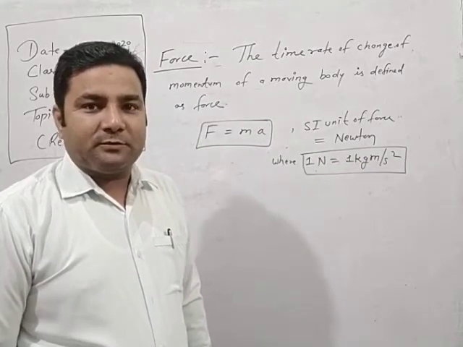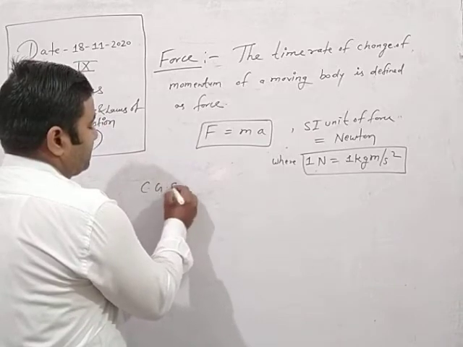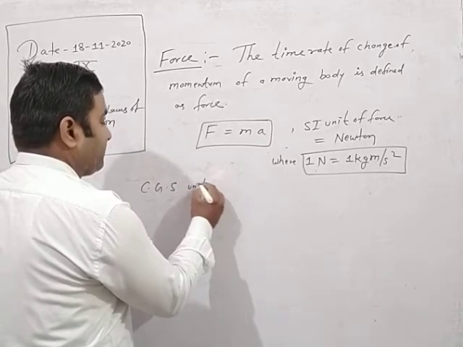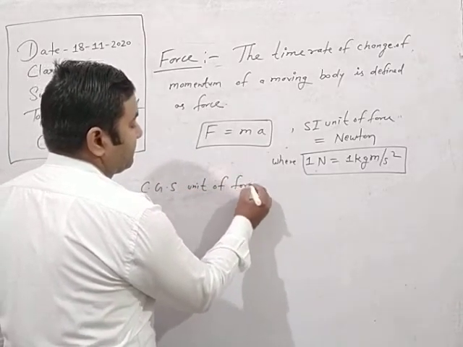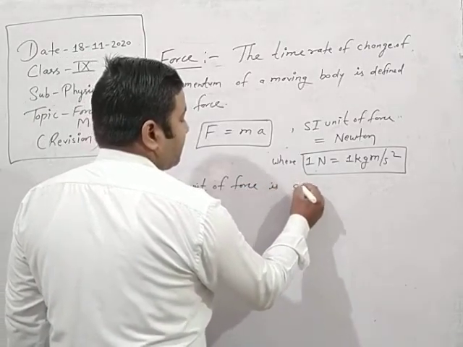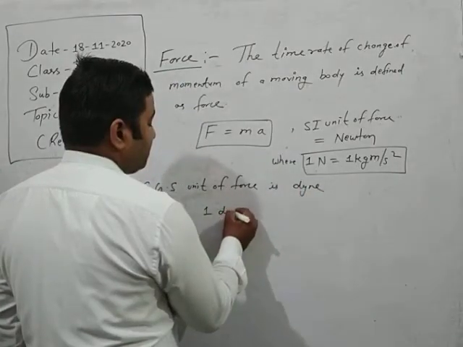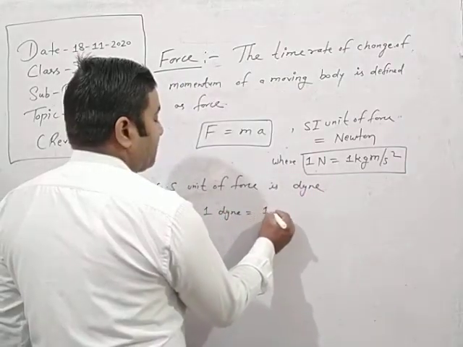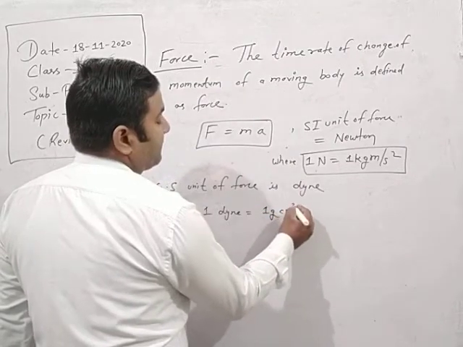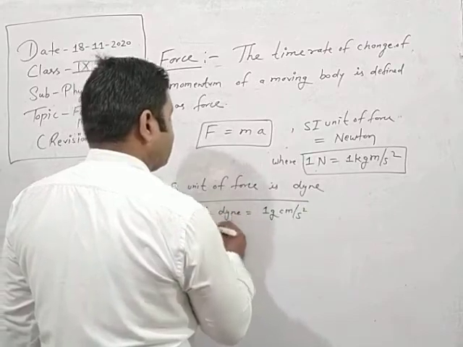Clear? So the CGS unit of force is dyne, where 1 dyne is equal to 1 gram centimeter per second square.